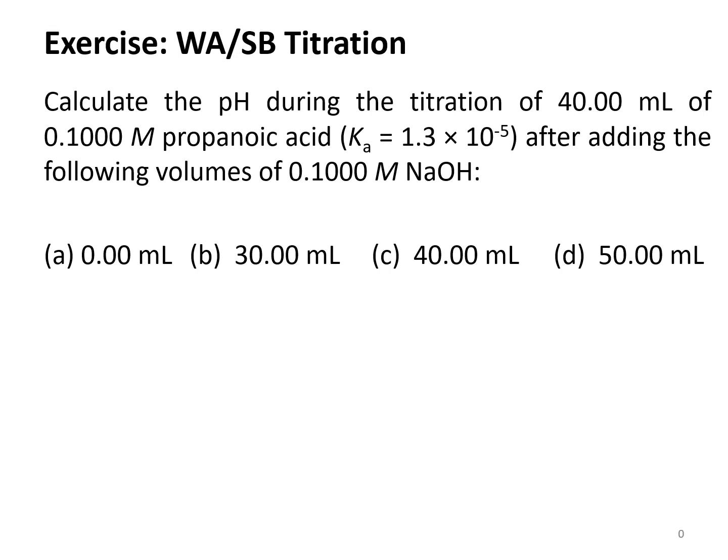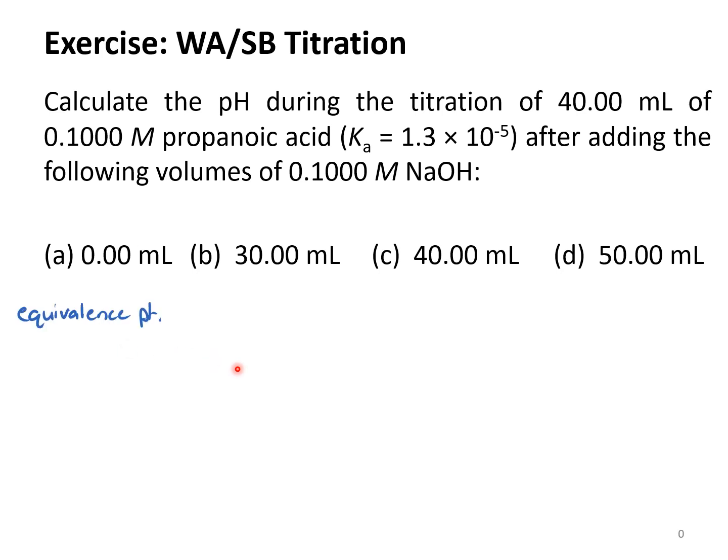In this example, we have a weak acid, strong base titration, where we are asked to calculate the pH during the titration of 40 milliliters of 0.1 molar propanoic acid after adding the following volumes of 0.1 molar sodium hydroxide.